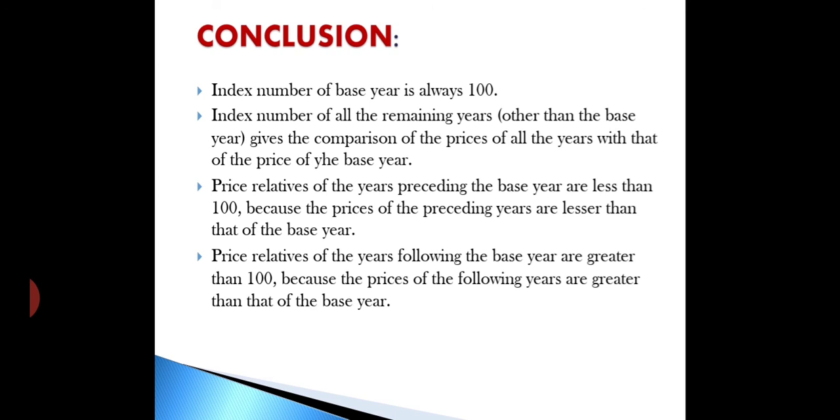It means from 1995 to 1999, the prices are less than that of the base year price, which is 320. Hence, the index number is also less than 100. And you can observe that the price relatives of the years following the base year are greater than 100, because the prices of the following years are greater than that of the base year.